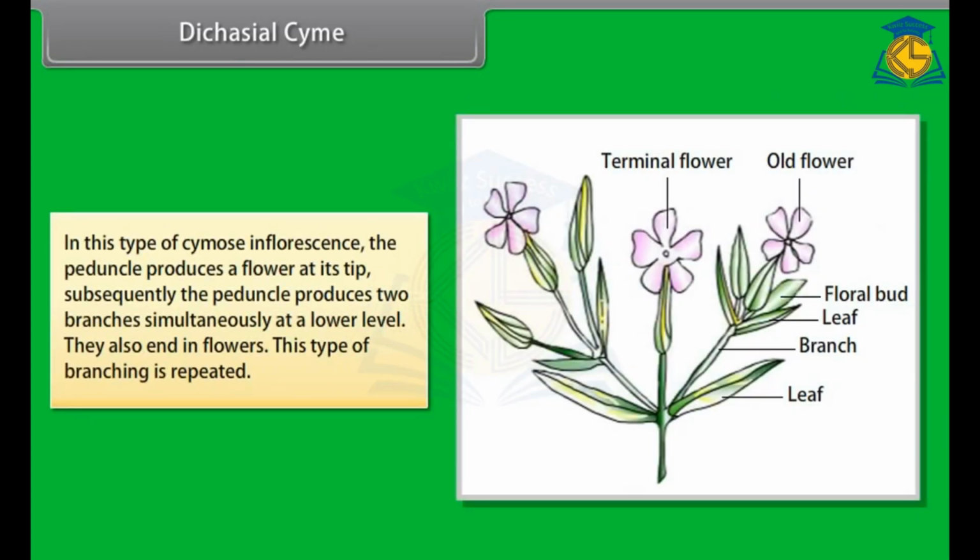Dichasial cyme. In this type of cymose inflorescence, the peduncle produces a flower at its tip. Subsequently, the peduncle produces two branches simultaneously at a lower level. They also end in flowers. This type of branching is repeated.